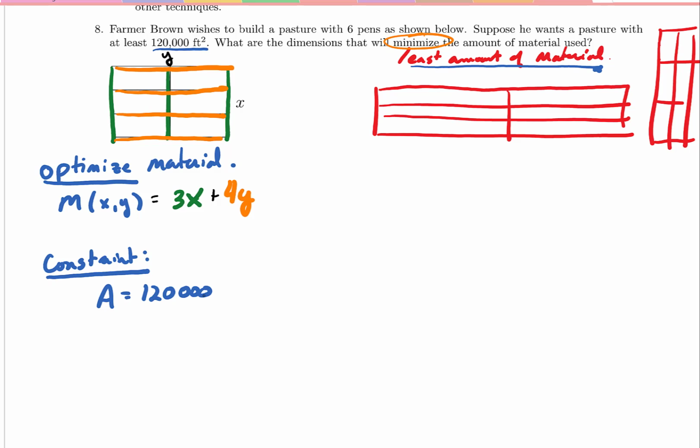Okay. But how do we compute the area of this pasture? Well, notice that even though we're subdividing it into smaller and smaller pens, the area of this pasture doesn't change. It's still a rectangle, and we still find the area of a rectangle by multiplying the length times the width. So in this case, we get x times y must equal 120,000.